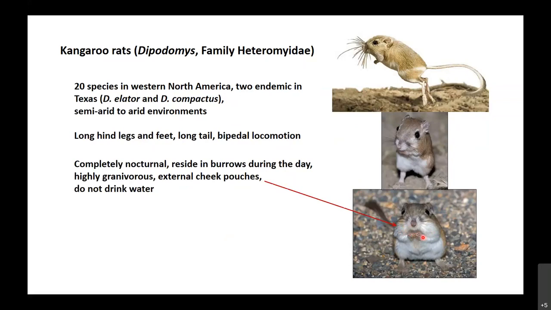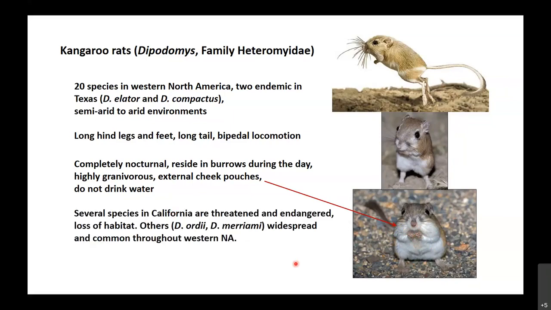And so the kangaroo rat would move along the ground, picking up seeds with its forepaws, and then either immediately consuming them or pouching them to then go and cache or to take back to the burrow. They don't drink water. Given that they're desert adapted, they obtain all of their water needs just from metabolic water through metabolism.